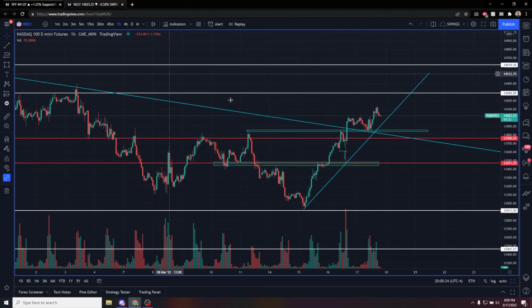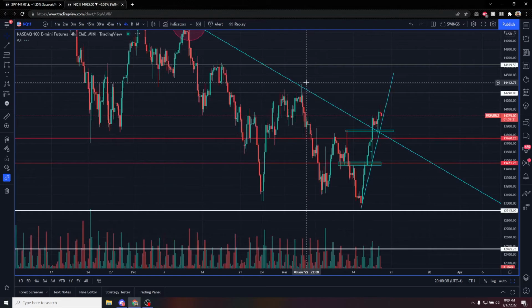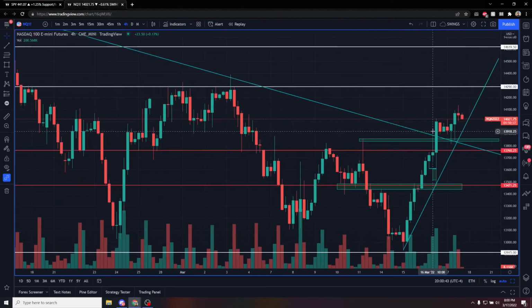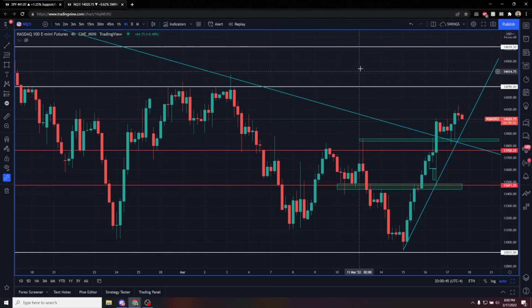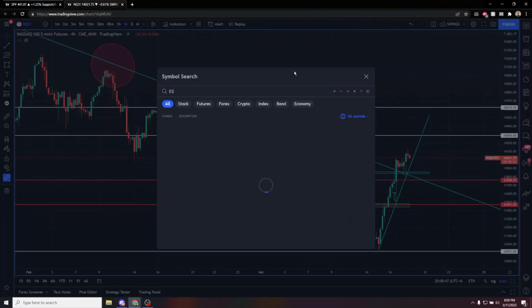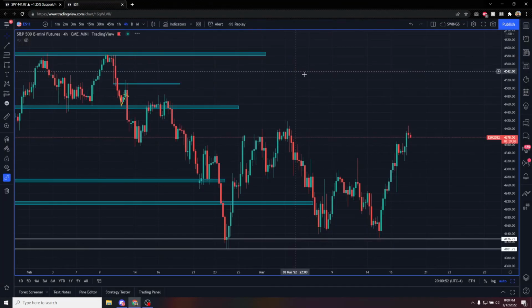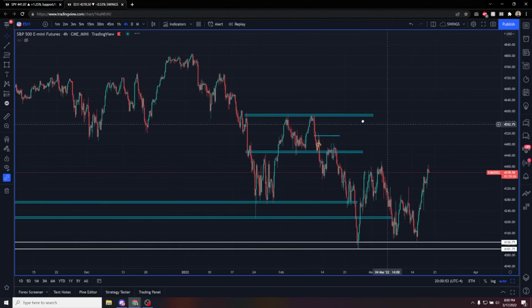So what I want to do, because it's already 8 p.m., it's been an hour already, is a small analysis on NQ and ES. Do it on ES first.